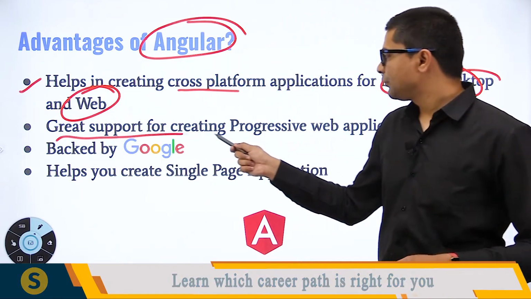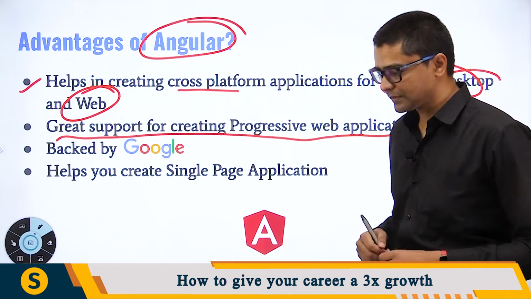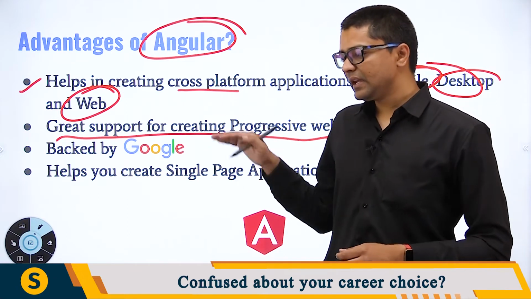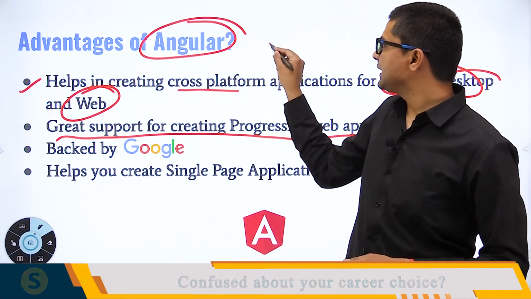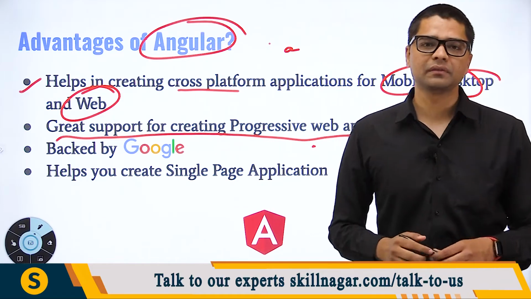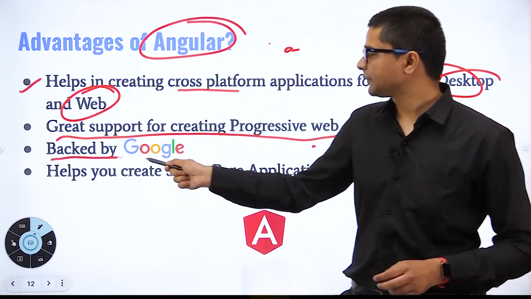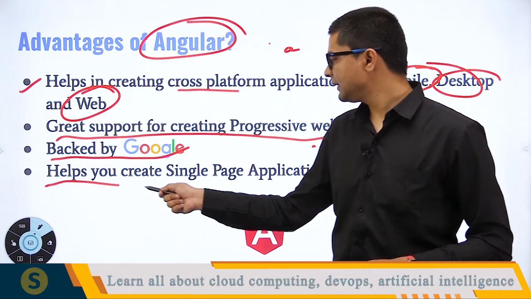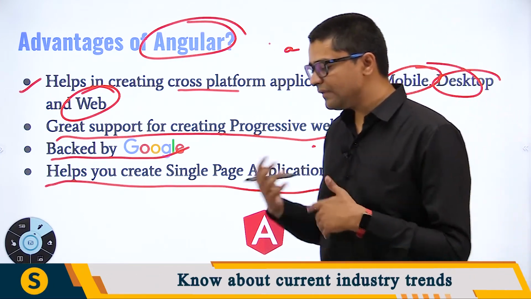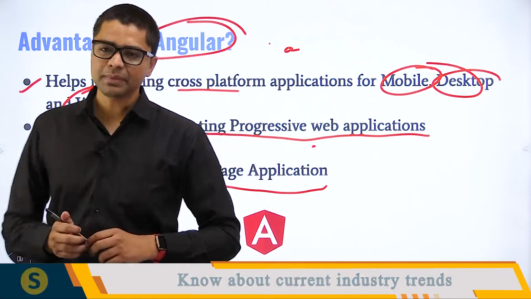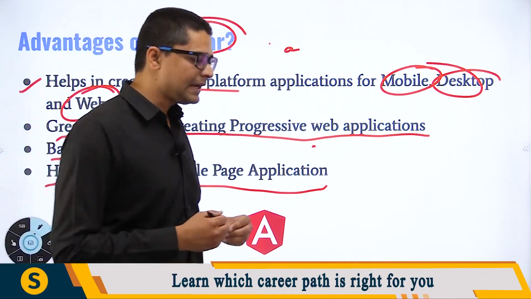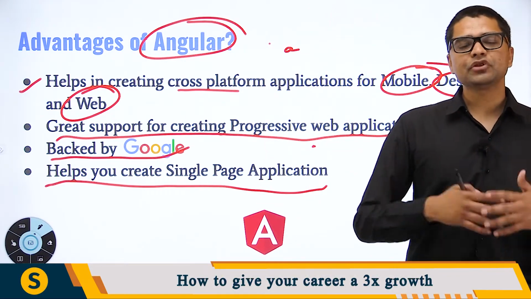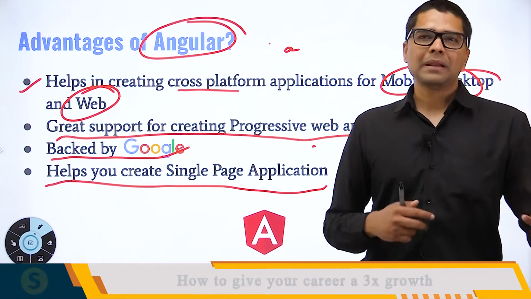Secondly, it has great support for creating progressive web applications. What is a progressive web app? We have a separate video on that, but it gives us the capabilities of native Android or iOS applications. As I've already discussed, it is backed by Google, so you don't have to worry. And finally, it helps you create single page applications which are sort of event driven. I would not say they are exactly event driven, but they provide a great advantage, and it gives the best user experience a user can get, because it makes your application faster compared to other platforms.